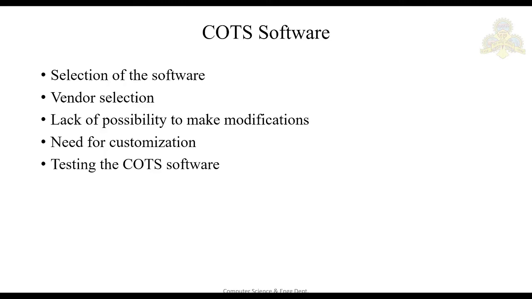The next one, vendor selection. When the project manager knows the requirements he has got, it is similar to, say, two products which are already in the market. That means we have two vendors, so the project manager can buy the software from any of these vendors. There are certain points that the project manager has to keep in mind while doing this vendor selection.